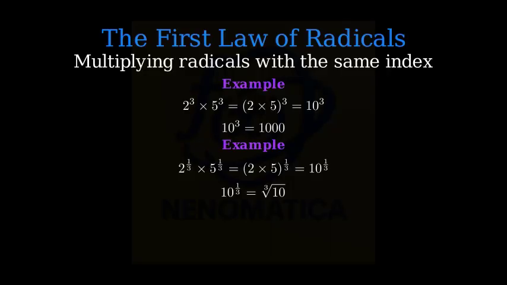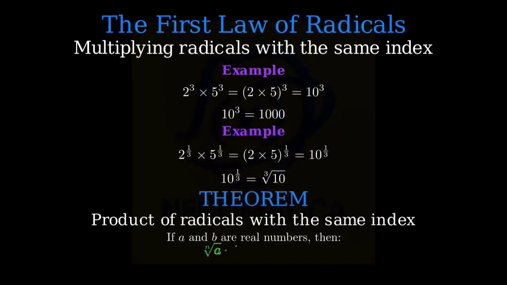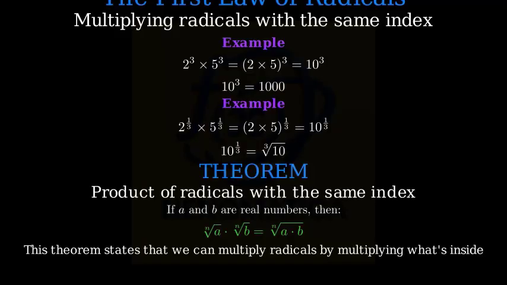Now, let's state the theorem formally. The product of radicals with the same index equals the radical of the product, if a and b are real numbers where the nth roots of a and b are defined. Then the nth root of a times the nth root of b equals the nth root of a times b.